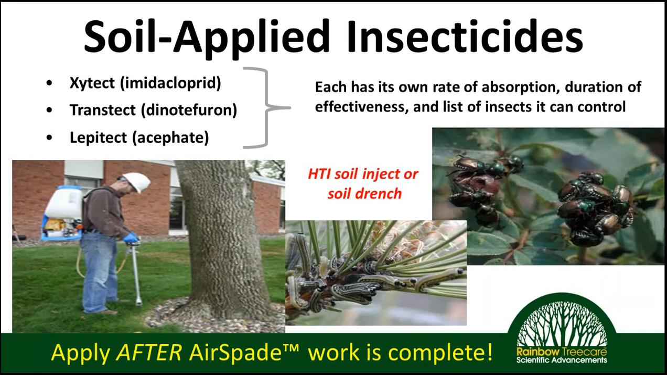Don't apply Zytect over the top of some mulch because it can bind to the organic matter and not get mobilized down into the roots as readily. So each one of these has its own rate of absorption, duration of effectiveness, and list of insects it controls. And it's another case of do this after the air spade work is completed, because you don't want to apply it and then do the air spade and blow it all over the place where it won't be as effective.